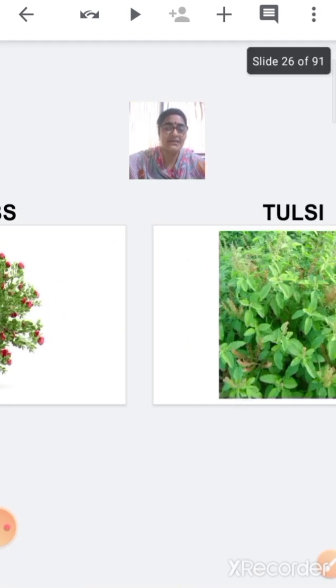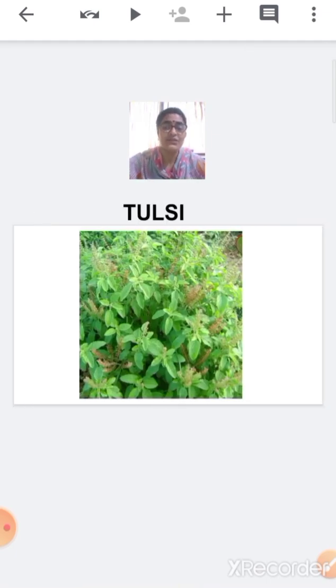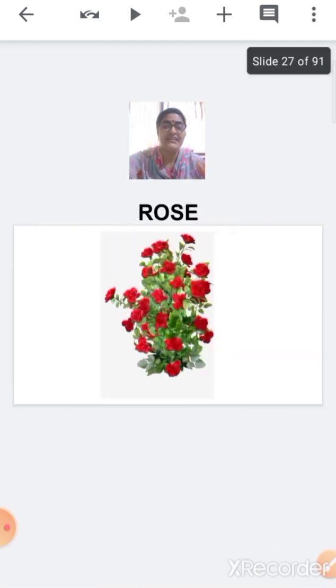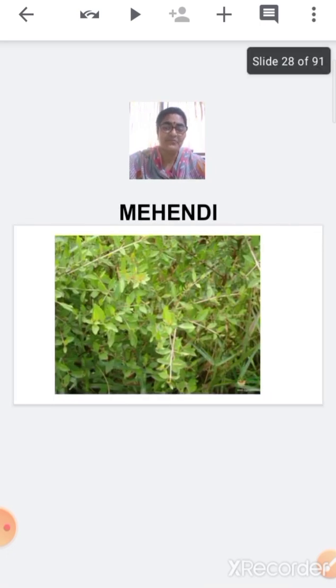Yes. The examples of shrubs are tulsi. You all might be having a tulsi plant at home, right? It is a shrub. Yes, children. Then rose plant. It is a shrub. Mehendi plant. Okay, these are the examples of shrubs.